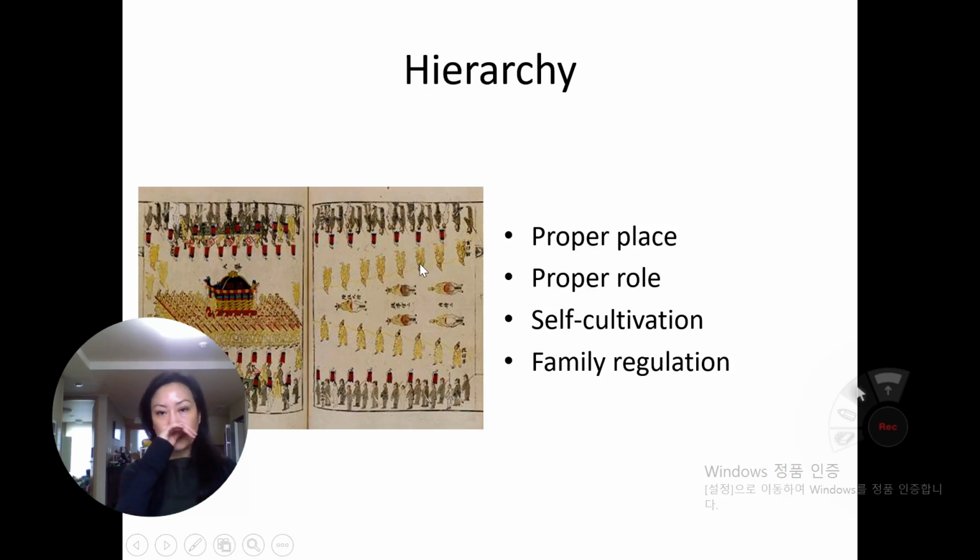All right, so as I said, this is all hierarchical. Everyone has a proper place. How do you know how to behave properly? Well, it's through education and through self-cultivation. So by receiving a Confucian education, which then imparts upon you instructions on what the proper role is and what your responsibilities are.